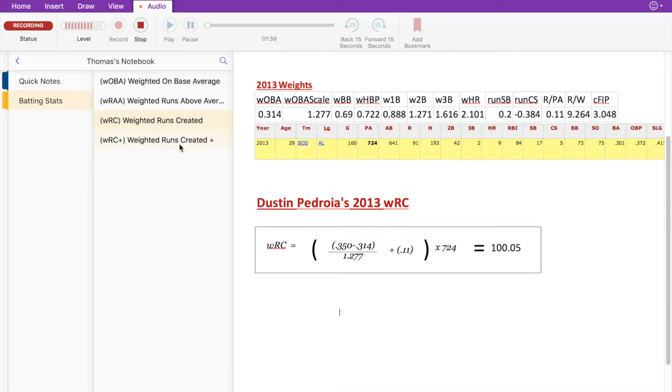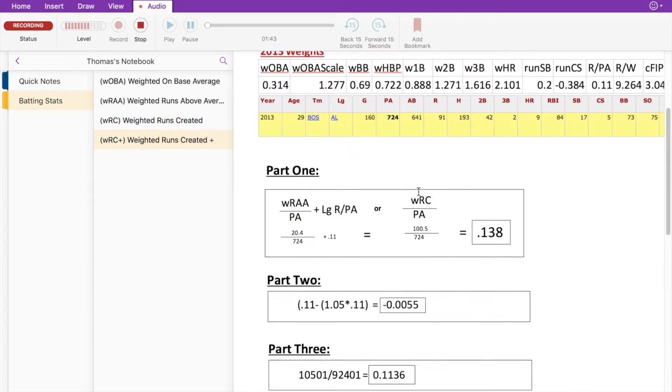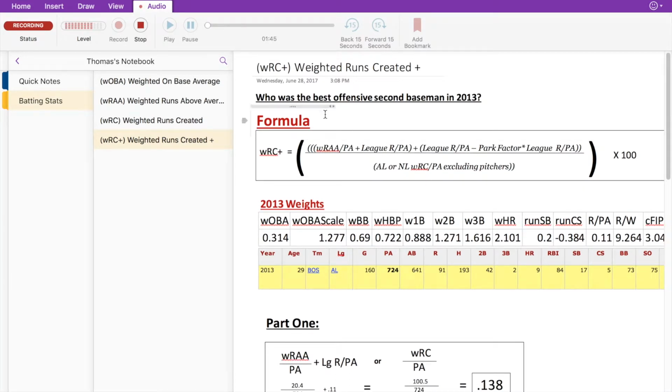So now we can go over to this weighted runs created plus. Now this is different. This will tell us a percentage. A number above 100 is considered above average, and a number below 100 is considered below average. And this is the formula. This is a little more complicated, as it factors in the league, as you see down here, and the park factor.